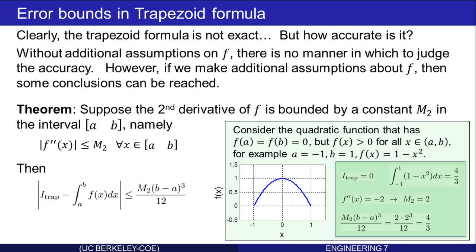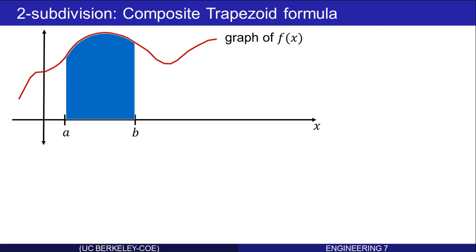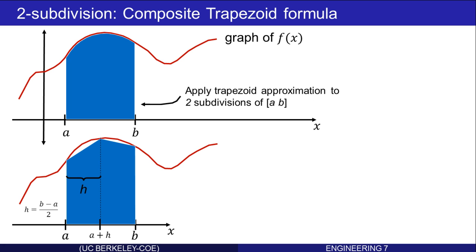Now, how can the trapezoid formula be made more accurate? Let's look at something called the two-subdivision composite trapezoid formula. So here we have the graph of f and the area that we're trying to estimate. What we'll do is we'll apply the trapezoid approximation to two subdivisions of AB. Here I show the interval AB divided in 2. H is half the distance from B to A, and therefore A plus H is the midpoint. Now we can calculate the area of those two trapezoids and add them together. That should usually be a better approximation to the integral.